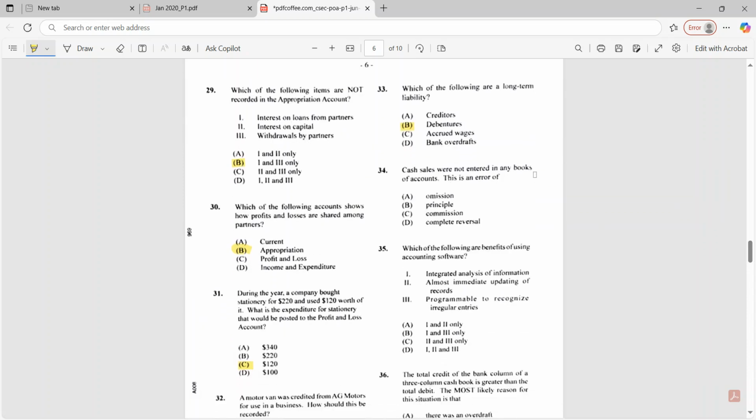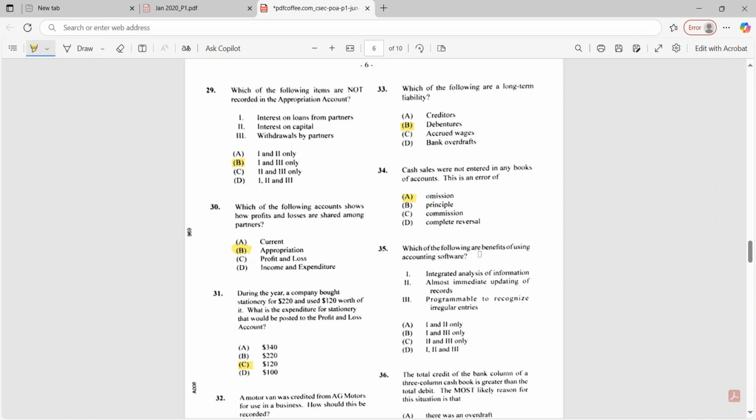Cash sales were not entered in any books of accounts. Is this an error of omission, principle, commission, or complete reversal? It must be an error of omission. So that's A.